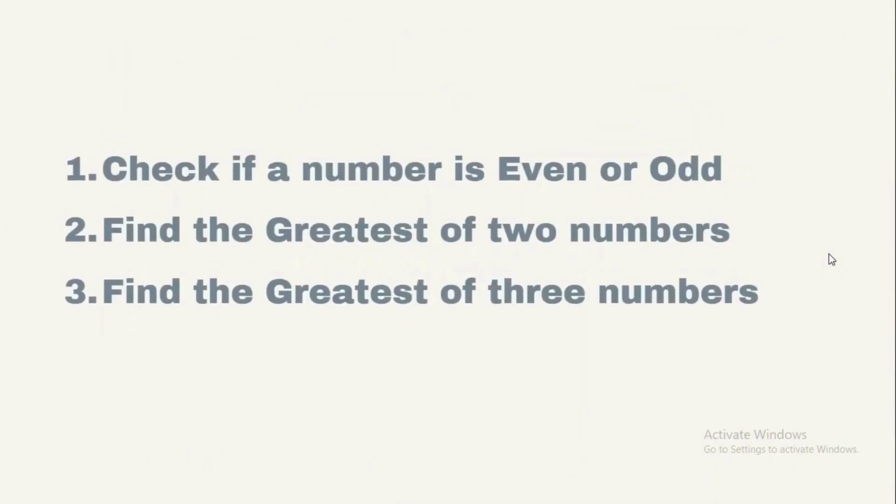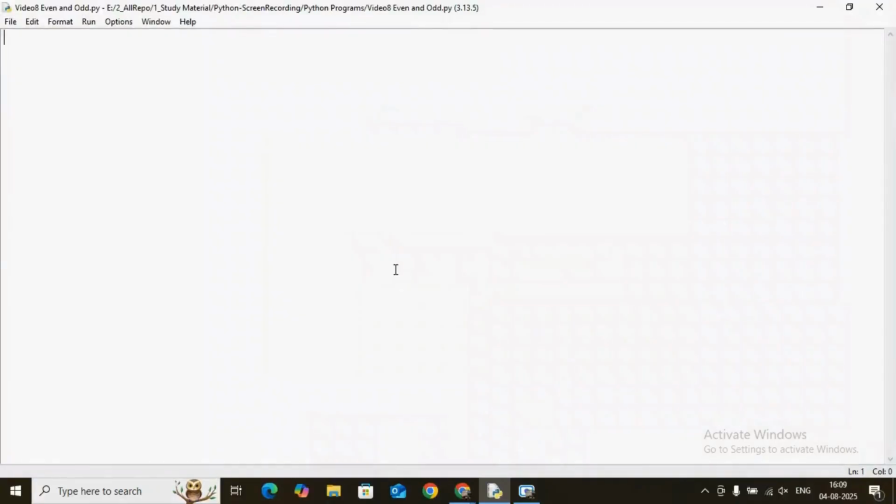First, check if a number is even or odd. Then we will write a program to find the greatest of two numbers. Then we will write a program to find the greatest of three numbers. So first of all, let's write a code to find whether a number is even or odd.